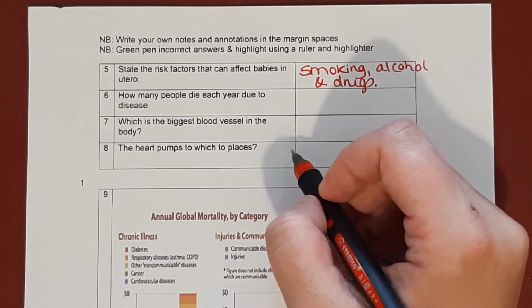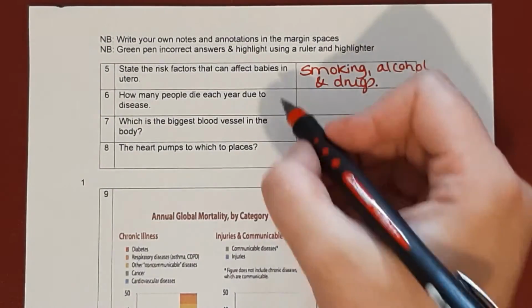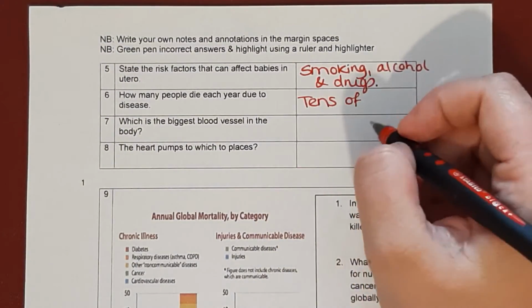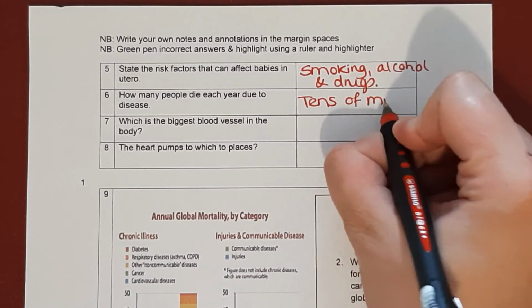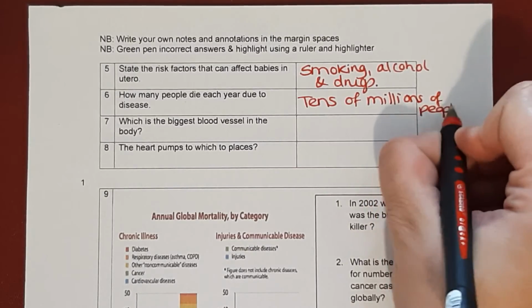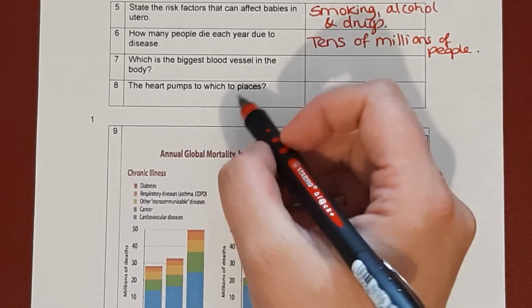How many people die each year due to disease? Well, we did list this earlier, but you don't need to know this, but it was tens of millions of people, okay? But it's a very vague answer. You just need to know that a lot of people die each year due to disease. Okay, so that's worldwide. It varies by country.